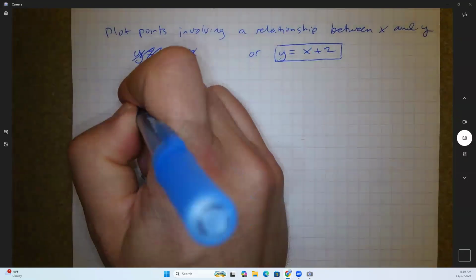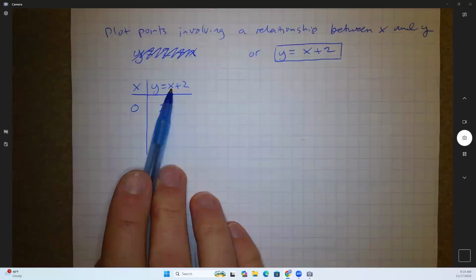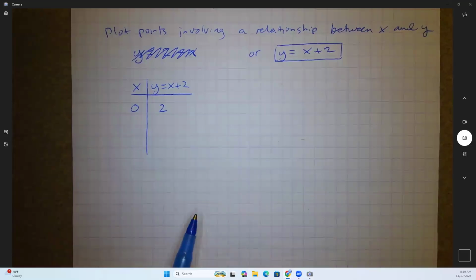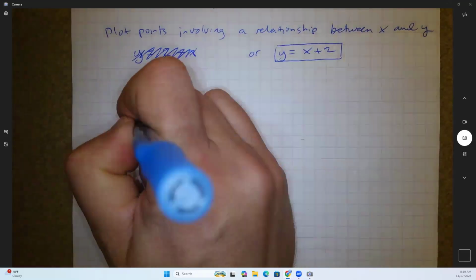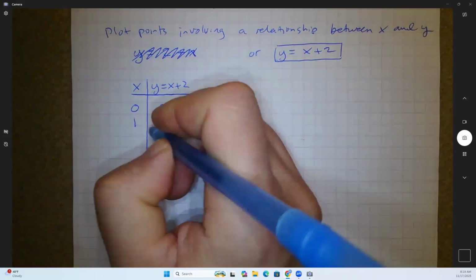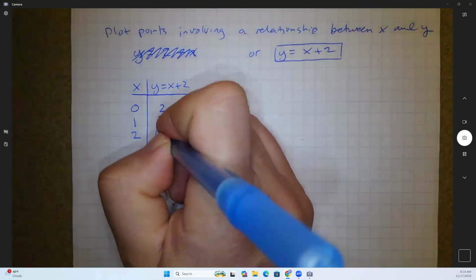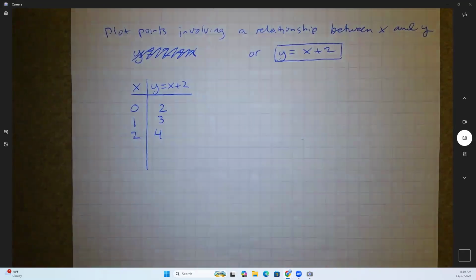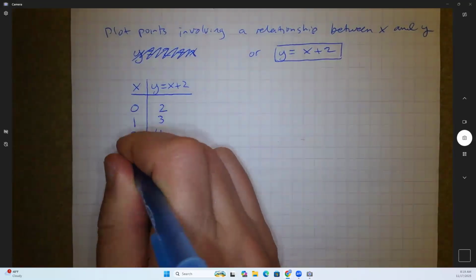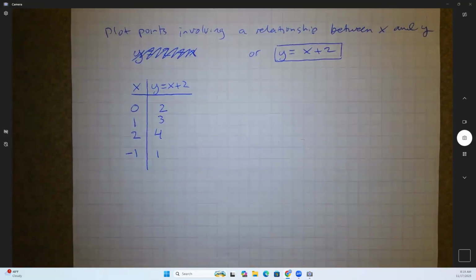And a good number to start with is X equals 0. And if X equals 0, Y equals 0 plus 2. So Y equals 2. Another good number to try is X equals 1. And so Y equals 1 plus 2 or 3. And maybe another number if X equals 2, Y equals 2 plus 2, which is 4. It's not a bad idea to put some negative values in for X. They don't have to go sequentially, so I could stick a -1 in there. -1 plus 2 is +1.